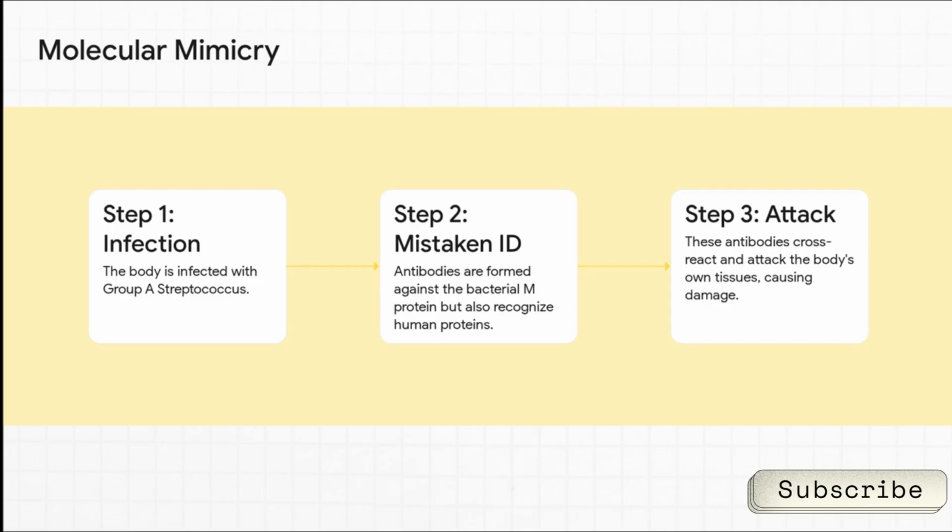Your body gears up to fight the group A strep infection, right? It makes these awesome antibodies that target something called the M protein on the bacteria. But here's the problem: that M protein looks a heck of a lot like proteins on our own heart valves, joints, and even skin. So our own antibodies get confused and start attacking our own tissues. It's classic friendly fire, and that's where all the damage comes from.